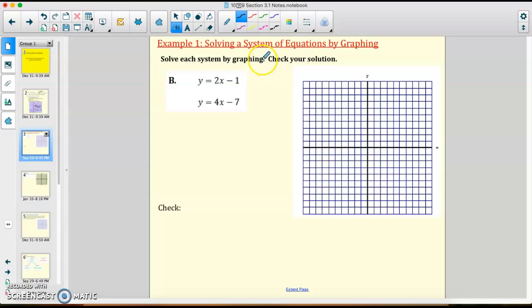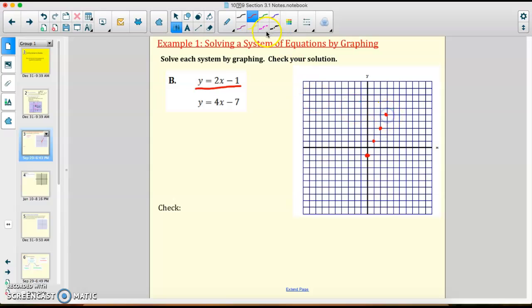All right, so solving a system of equations by graphing. First off, we're going to graph it, and then we'll find the intersection point, and then we'll check it just to make sure it works. So the first one I'll do maybe in red: y equals 2x minus 1. So our y-intercept is at negative 1. And then we go up 2 over 1, up 2 over 1.